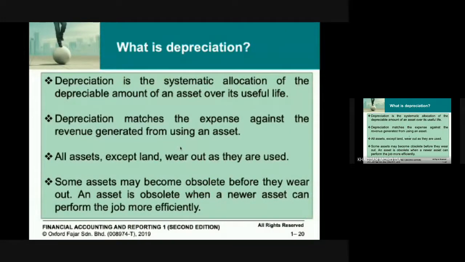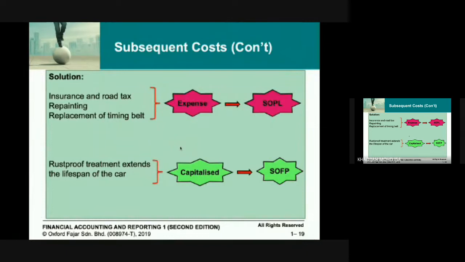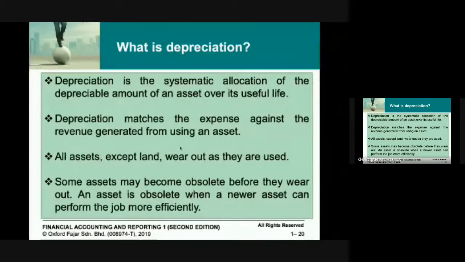Okay. Next topic, when we talk about assets, we always have the issue of depreciation, right? So you know that just now you have acquired the asset, so you have to decide how to measure the value of the asset. And now using the asset throughout the period, you know that you have to allocate costs of the asset, right? So depreciation is the systematic allocation of the depreciable amount of an asset over its useful life.